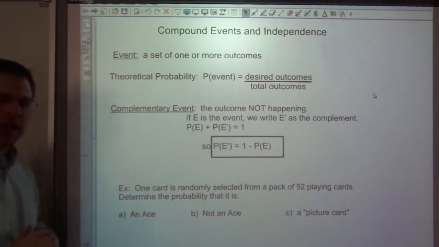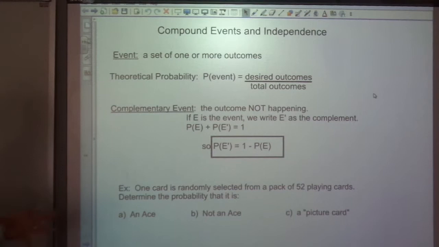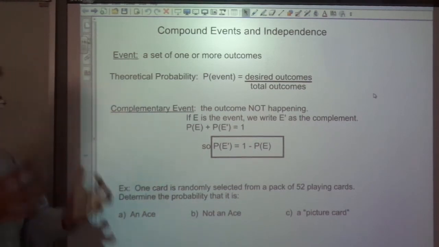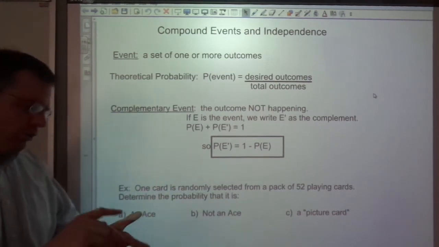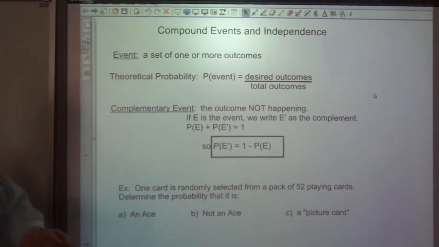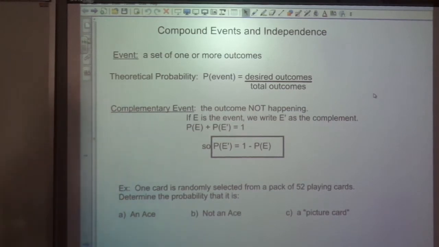An event is just any set of outcomes. We talk about outcomes being anything that can happen. So if I were to roll a die and I say, what's the probability of getting an odd number? Well, that event would be the set of outcomes that are odd. So 1, 3, or 5 would be that event. It could only be just one outcome, or it could be more than one outcome. But anytime you have a group, or just even one of them, we call that the event.